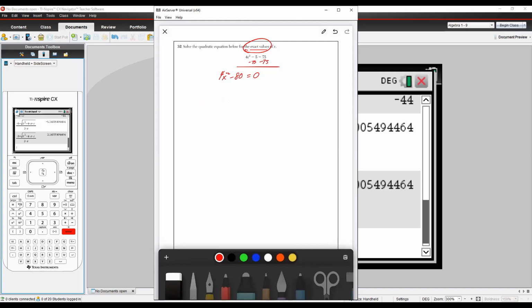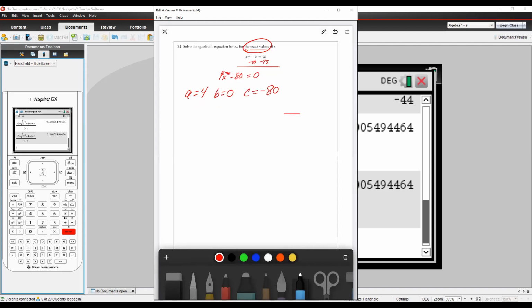But let's go ahead, I think I'm getting a little ahead of myself. So let's go ahead and get the coefficients and constants. So the a for this is going to be 4. Now notice there is no x term. So we would say b is equal to 0. B is not equal to negative 80. B is equal to 0 because there's no x term. And c, which is the constant, is going to be a negative 80.